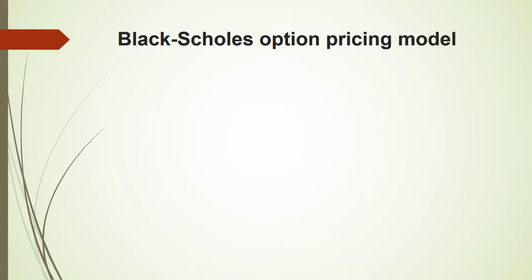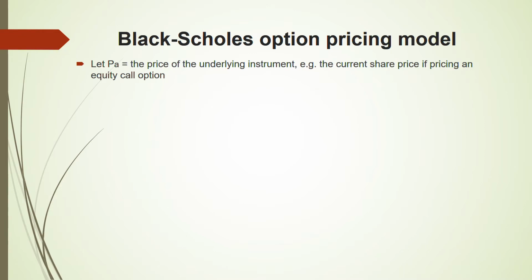Let us go to the Black-Scholes option pricing model. Now how do you value options? There are 5 variables that you need to know through which we measure our options. One is known as PA. What is PA? PA is the price of the underlying instrument, for example the share price. The current share price will be given to you.